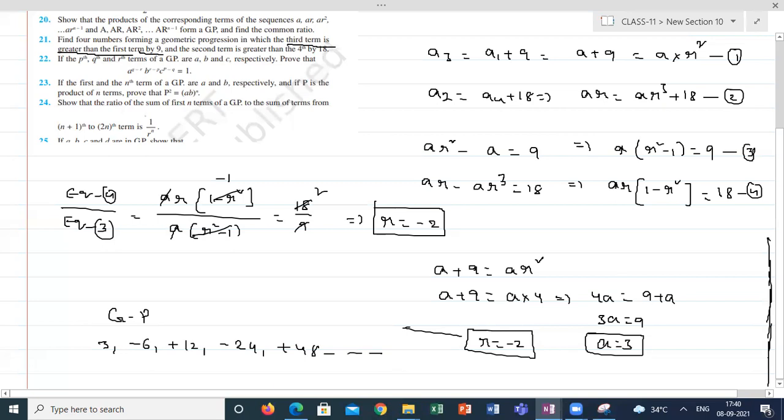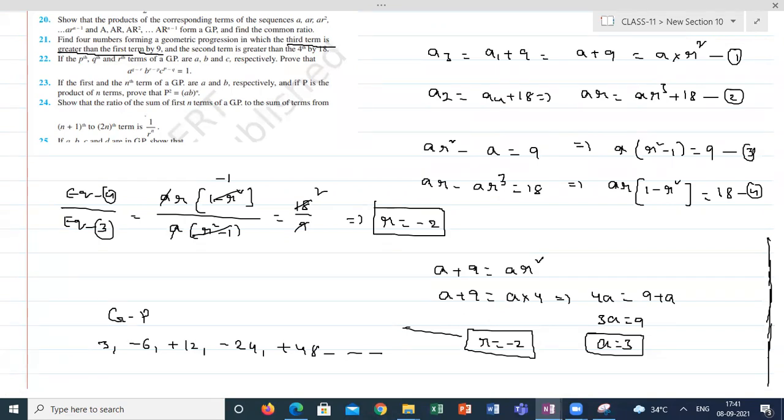Now apply the condition. He is saying A3 is A1 plus 9. What is A3? 12. A1 is 3, 3 plus 9 is 12. Correct. A4 plus 18. What is the value of A4 plus 18, guys? Minus 24 plus 18 is how much? Minus 6.